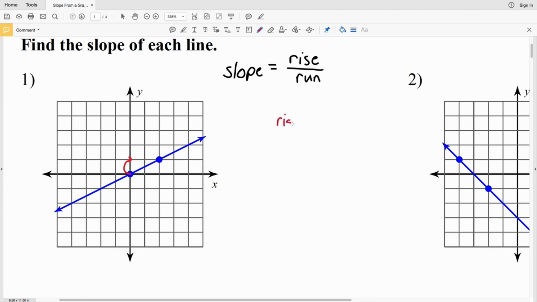So rise equals 1, and that's going to be over the run. In this case, we need to move over 2 in the positive direction to get to the next point on the line. So if we're moving over 2 in the positive direction, that's a positive 2. So our slope is 1/2.